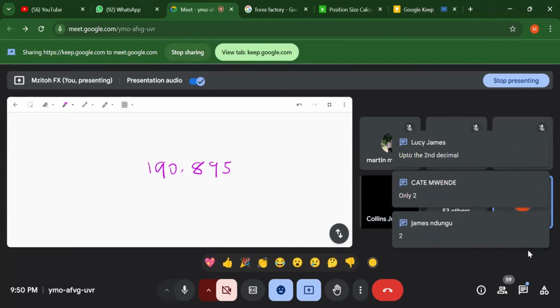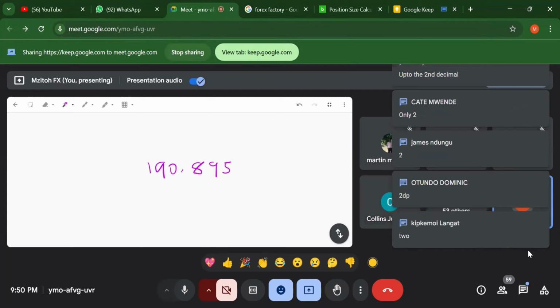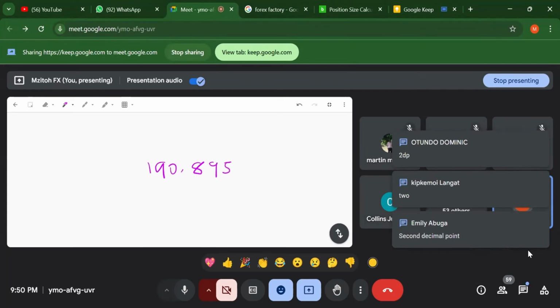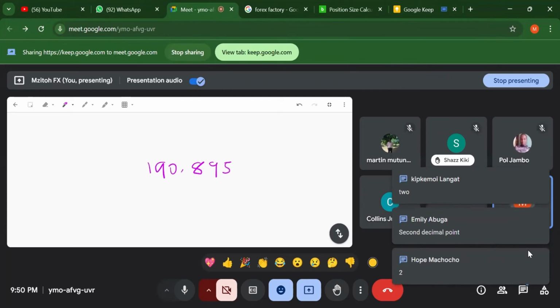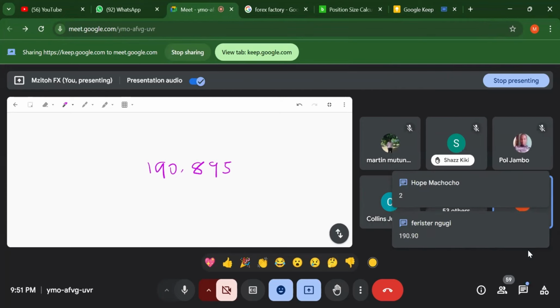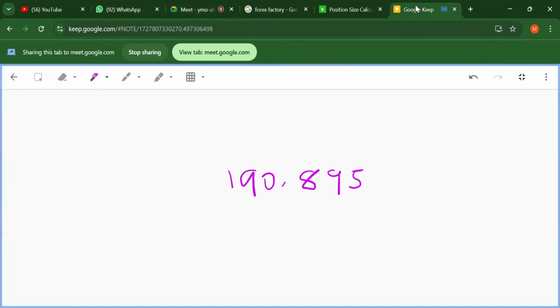So what figure will you be working with? Yes, the second decimal point. If it's past 5, you round off. So tell me the figure. It will be 190.90. Correct. So your entry point will be at 190.90.